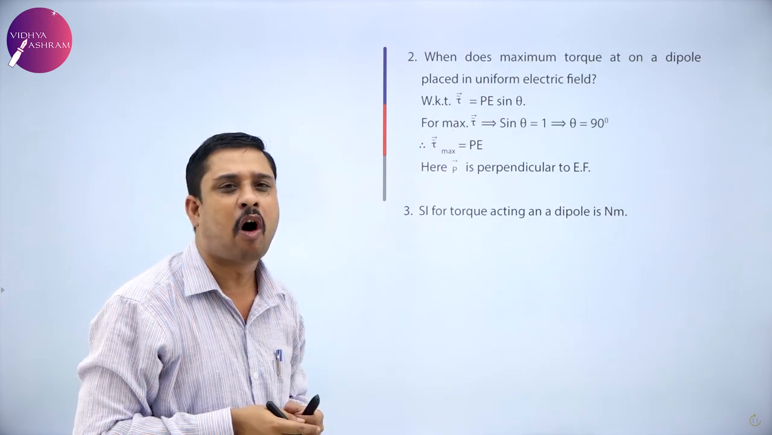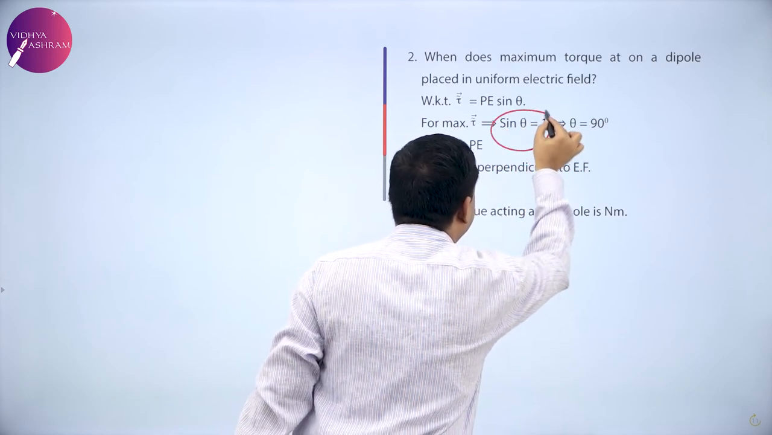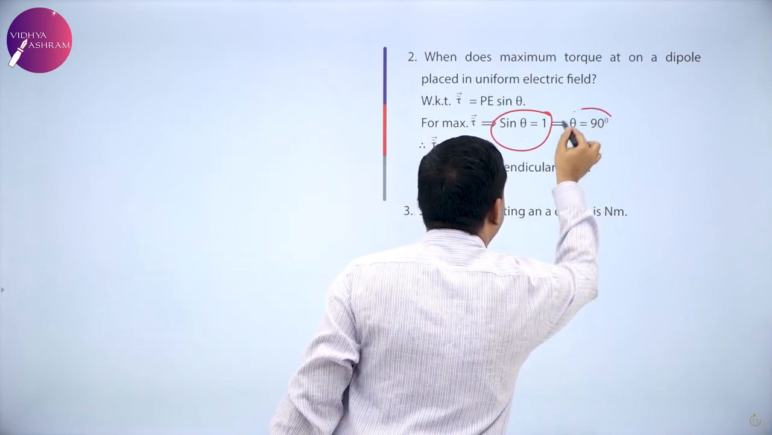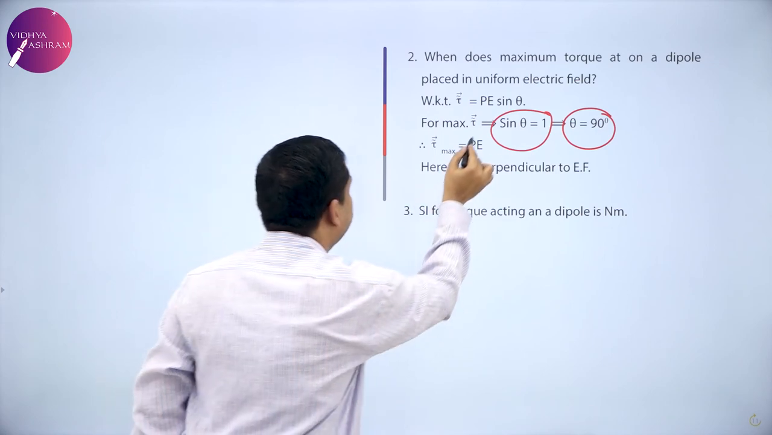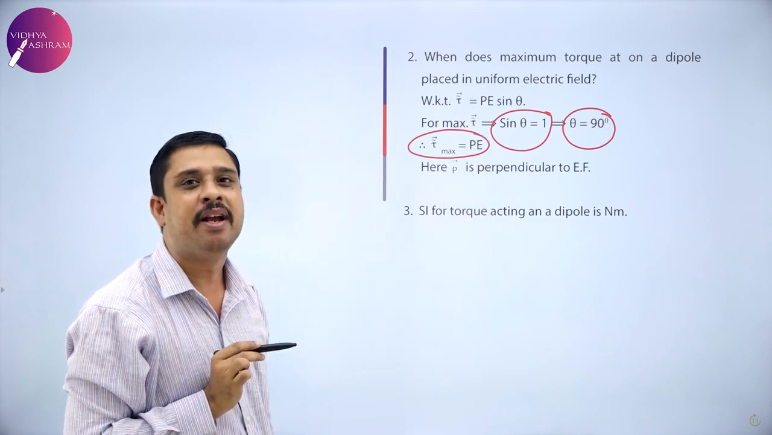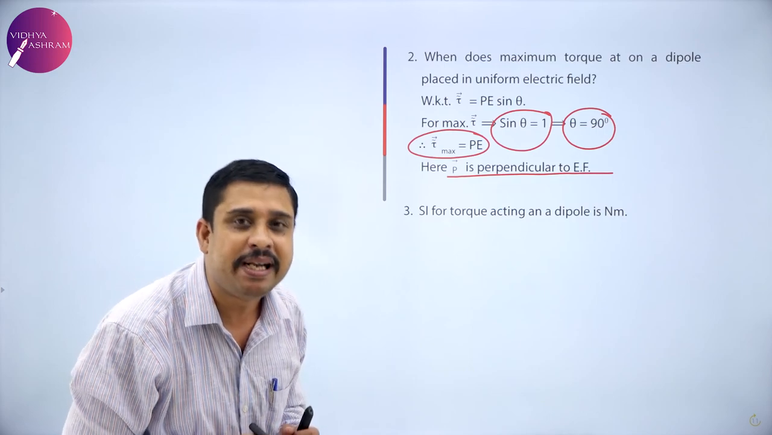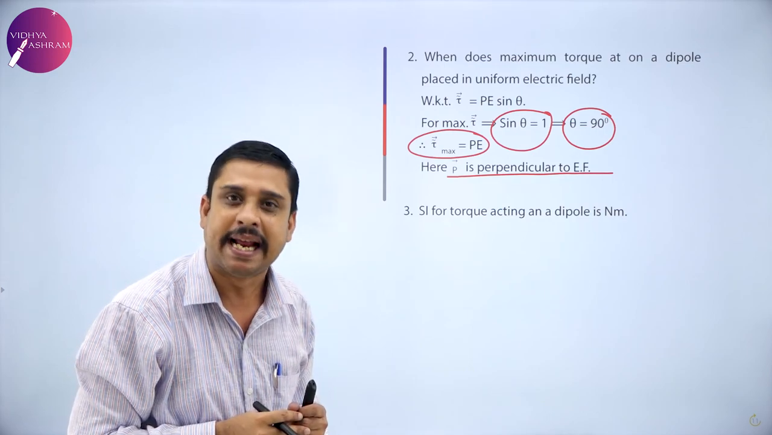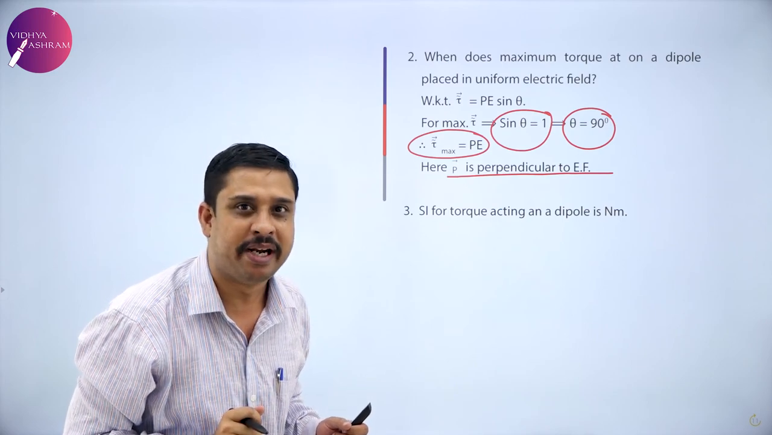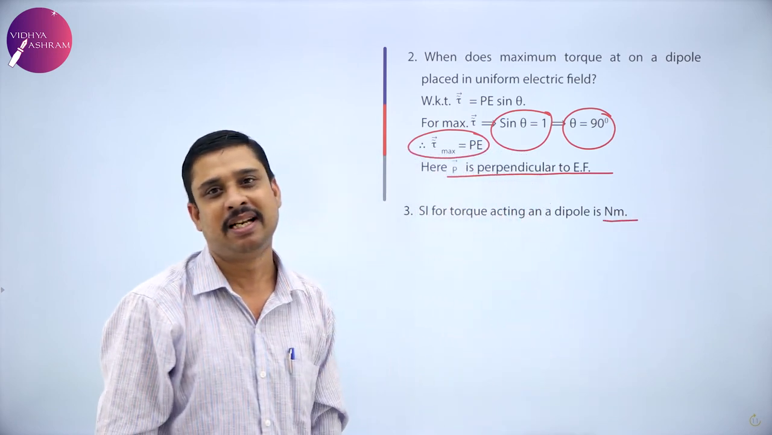When does maximum torque act on the dipole? Again, for maximum torque, sine theta has to take up maximum value, which is 1. When is sine theta being 1? When theta is 90 degrees, which means sine theta is 1, so maximum torque is P into E. And this happens only when the dipole moment is perpendicular to electric field, theta becoming 90 degrees. So parallel or anti-parallel, zero torque. 90 degrees perpendicular, maximum torque acts on the dipole. And the SI unit for torque is Newton meter.